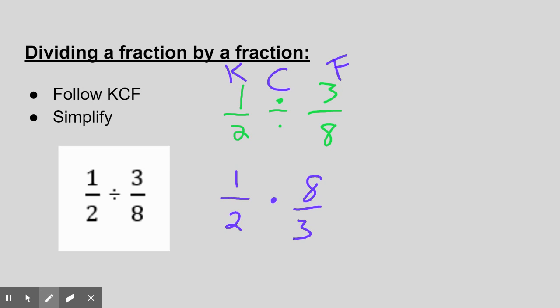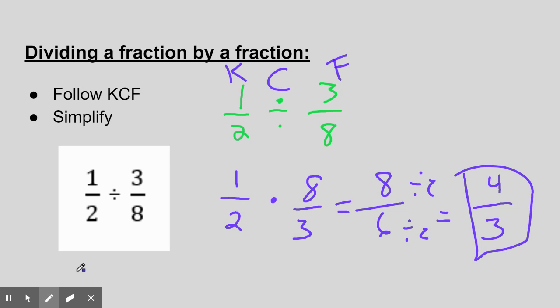All right, hopefully you solved this one. Now let's check our answers. Now if I multiply 1 times 8 gives me 8, 2 times 3 gives me 6. If you leave this as your answer, this will be counted wrong. You have to simplify. Well, I know the greatest common factor between these two numbers is 2. So 8 divided by 2 gives me 4. 6 divided by 2 gives me 3.